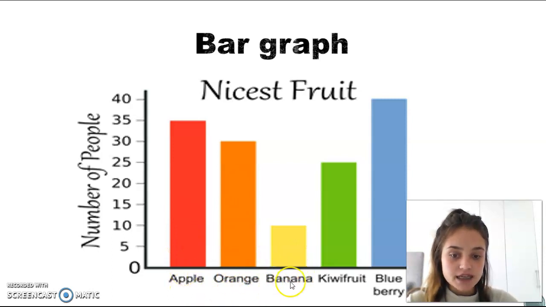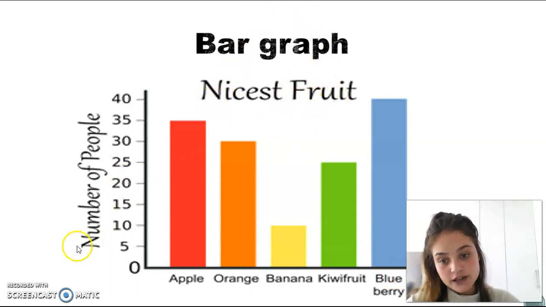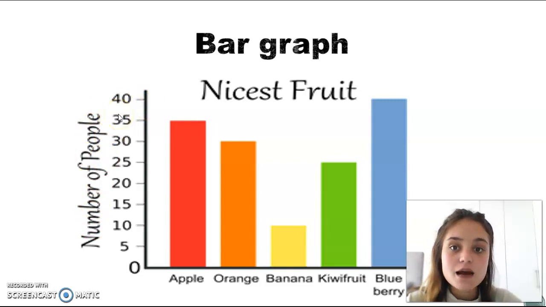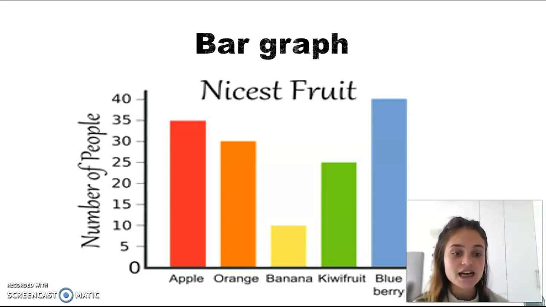And at the bottom here, it has different types of fruits. And if we look at the heading, it says the nicest fruit. And over here on the side, it says number of people. And it's going up in 5s. And you can all count very nicely in 5s now. So it's going 5, 10, 15, 20, 25, 30, 35, and 40. So that means there were 40 people that they asked. And I imagine trying to remember what all 40 people have said. So they used a bar graph to put the information into a way that it's easier to read and understand.